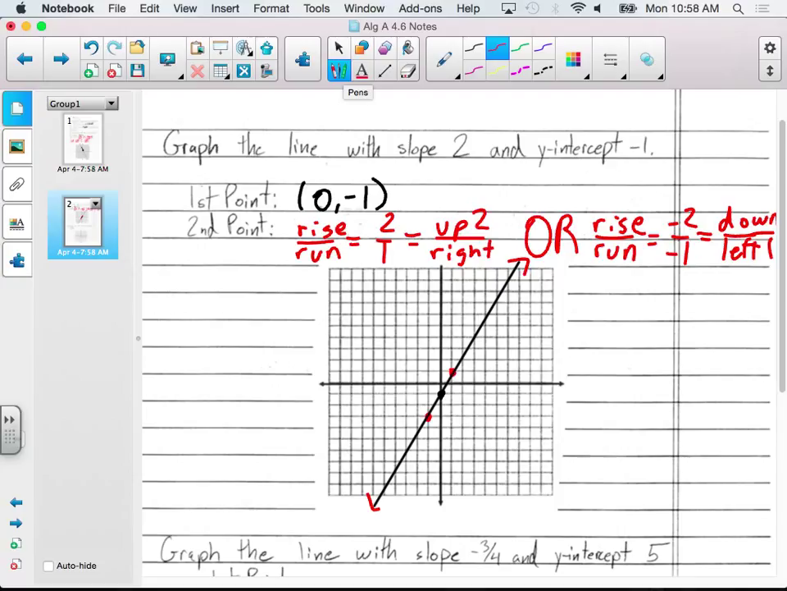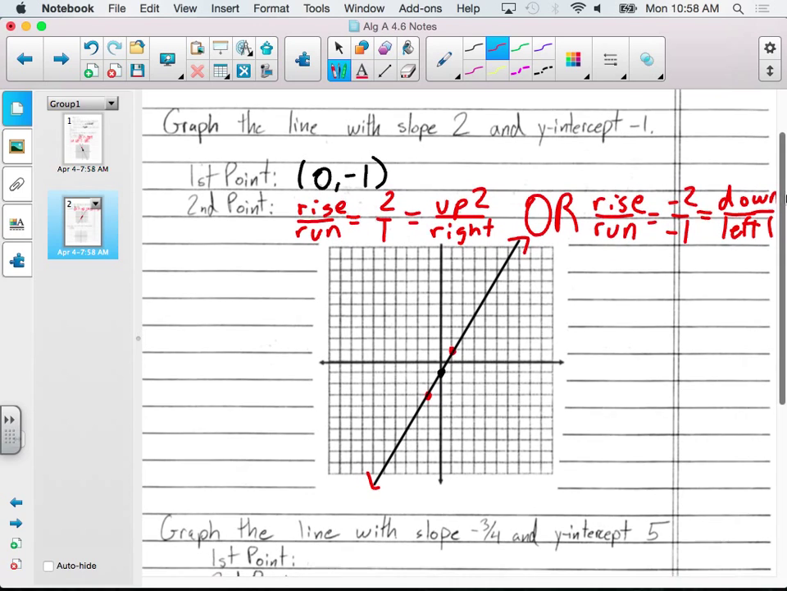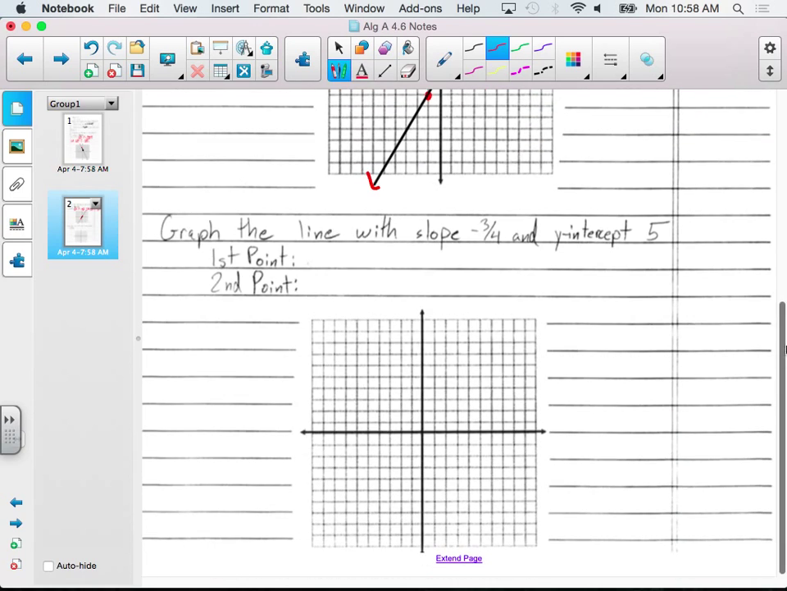What kind of slope does this graph have? Positive, because it's rising from left to right. The slope we are given is positive 2. The graph we came up with has behavior like positive slope, so can we say our answer seems reasonable? Yes, thank you.